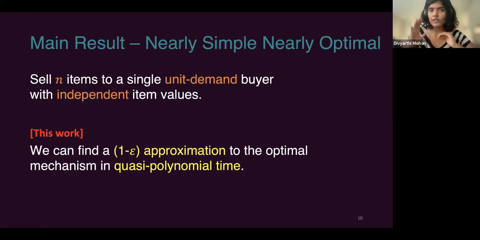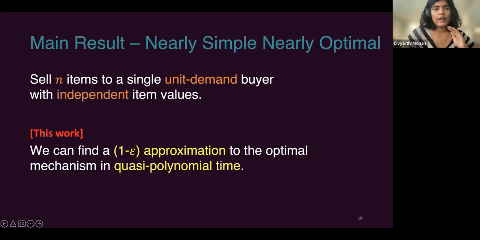Okay, and I will just jump right in and tell you our main result, but I'll give you more context soon. I'll explain what these mean and why we care about this result soon. So we consider a revenue maximizing seller with n items and a single unit demand buyer with independent values for each of the items. Again, I will explain what these terms mean, so don't worry if you don't get them right now. But this is our setting.